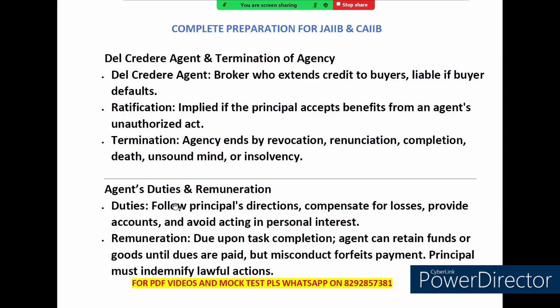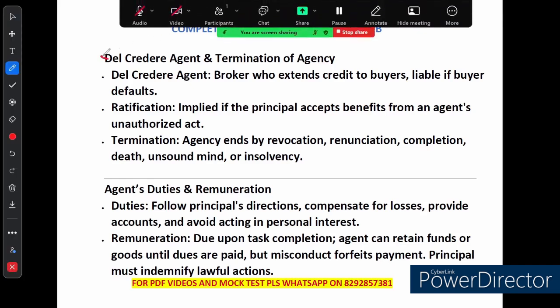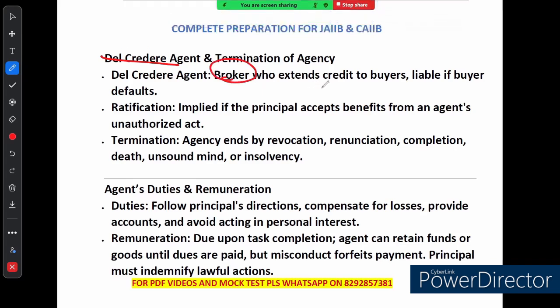Now friends, let's start with the del credere agent. What is this del credere agent given in your book? This is a special type of agent, like a broker, who guarantees that the buyer will pay up. If the buyer does not, the agent is responsible for covering the loss. If an agent does something without permission but the principal accepts the benefit, it is called ratification. So ratification is implied. Suppose the agent does something without permission but the principal accepts it, then this is called ratification.